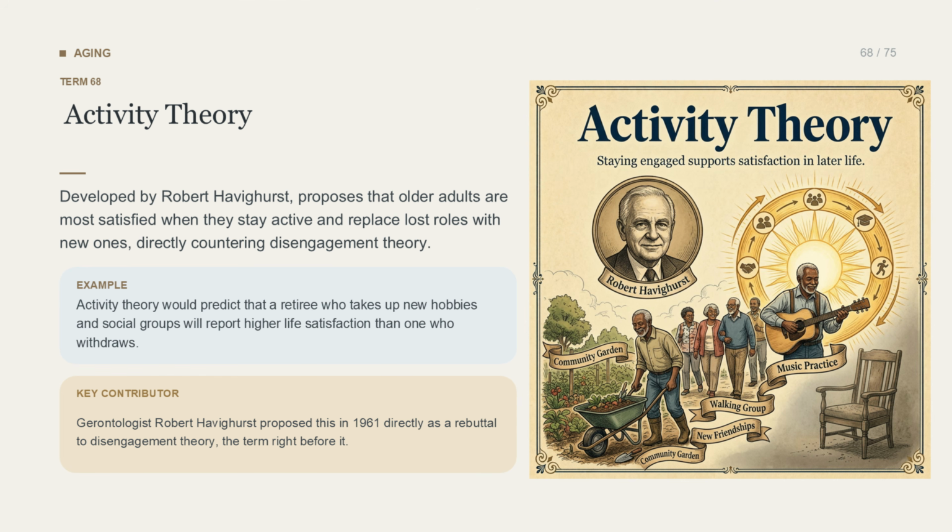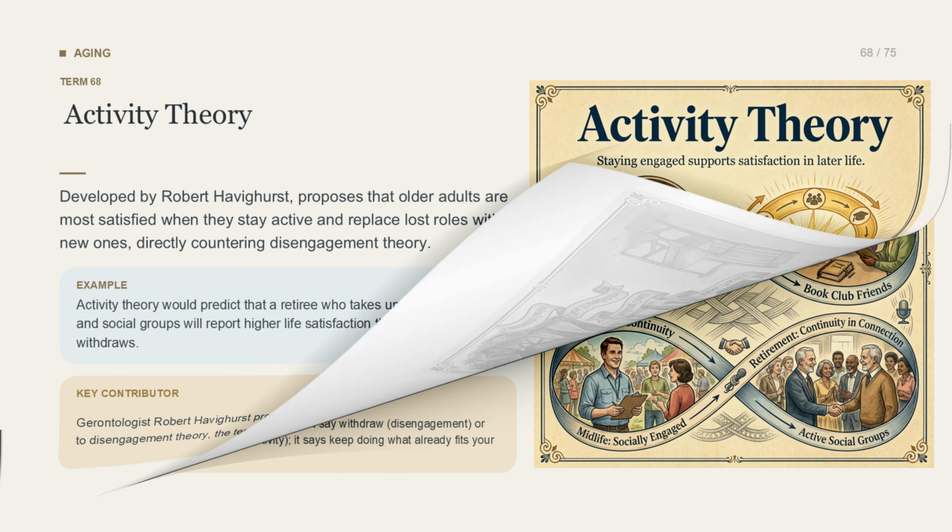68. Activity theory. Activity theory, developed by Robert Havighurst, proposes that older adults are most satisfied when they stay active and replace lost roles with new ones, directly countering disengagement theory. For example, activity theory would predict that a retiree who takes up new hobbies and social groups will report higher life satisfaction than one who withdraws.